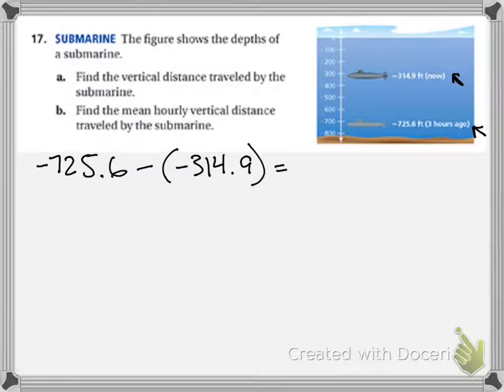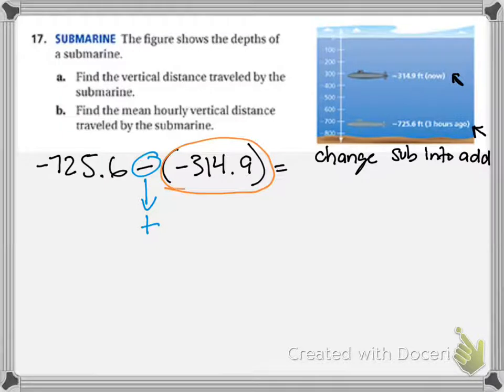Okay, so when we are subtracting, we want to change our subtraction into addition. First thing is we change subtraction into addition, and then we're going to take that second number and change it to its opposite. So the opposite is positive 314.9. First number stays the same.